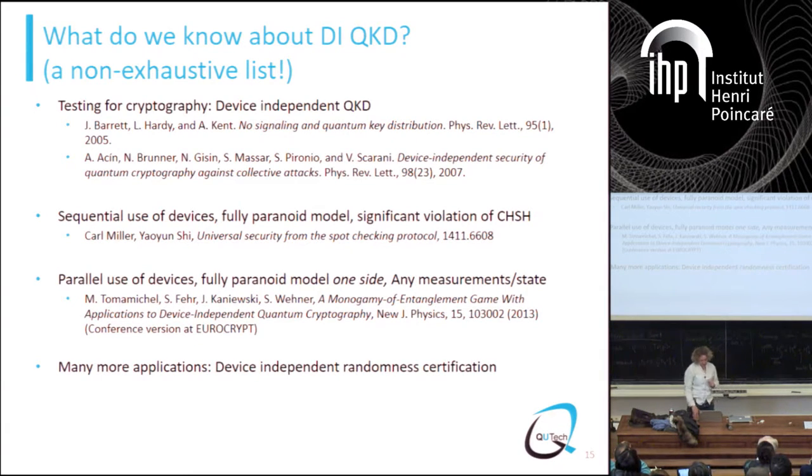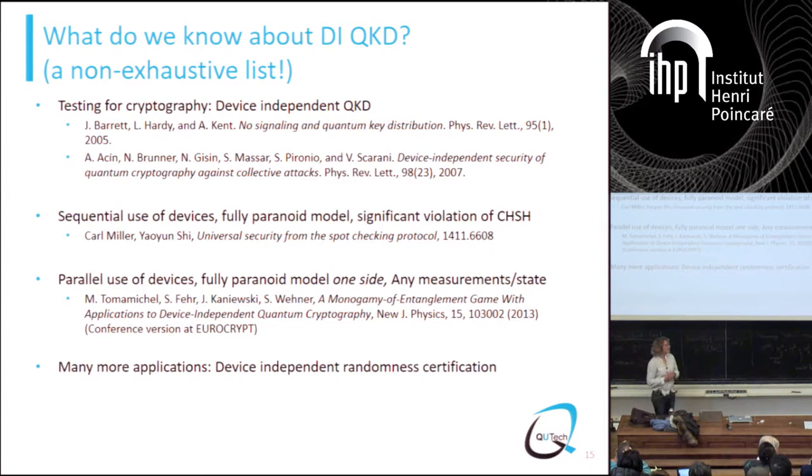There are many more applications of device independence. I don't have time to talk about all of them. In particular, there's also the idea of device-independent randomness certification. Classically, there's no deterministic process that can produce random numbers. Quantumly there is, so there is a deterministic machine that produces random numbers. But the question is, do I trust that machine?